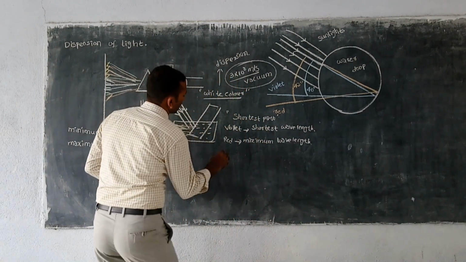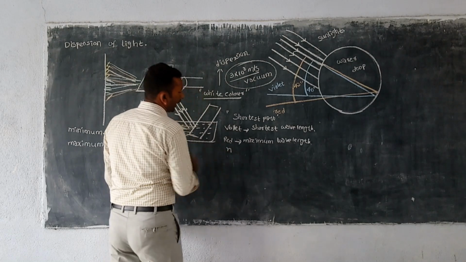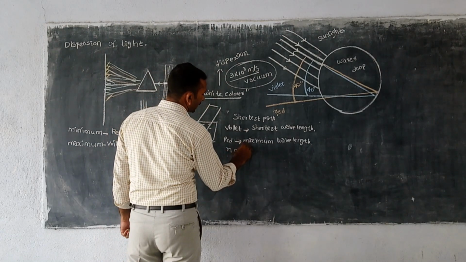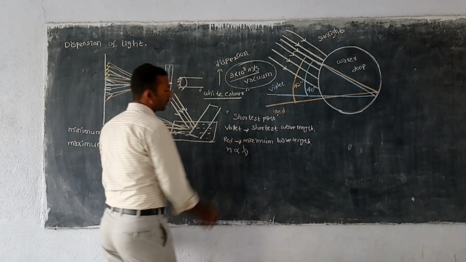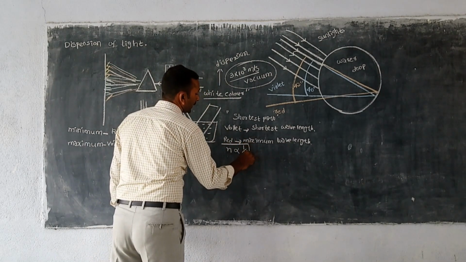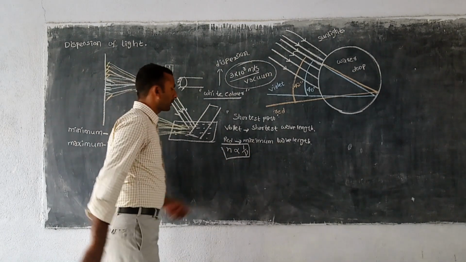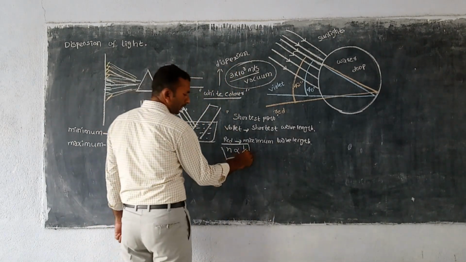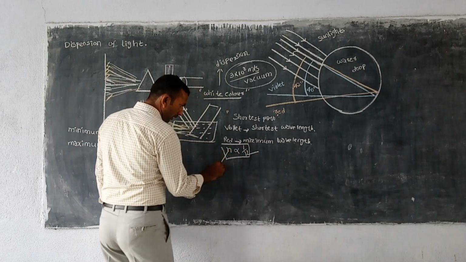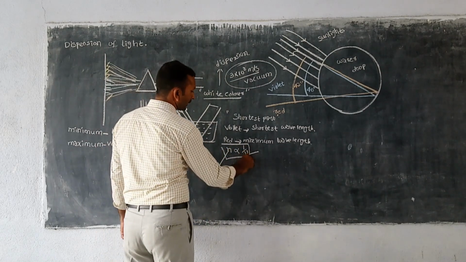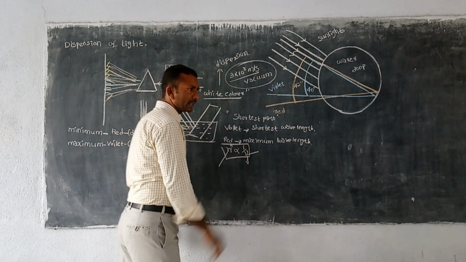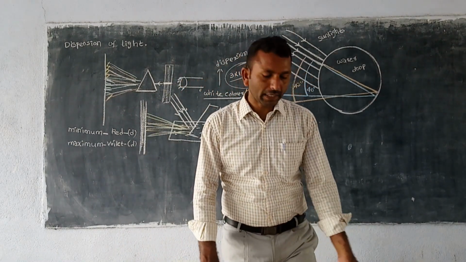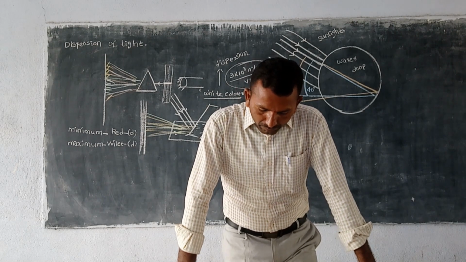It has been experimentally found that refractive index decreases with an increase in wavelength. So what is the refractive index? N always decreases with an increase in wavelength. That means the refractive index of a medium is inversely proportional to the wavelength of the light. That means when wavelength increases, refractive index decreases, and when wavelength decreases, refractive index increases. This is the relationship between the refractive index and wavelength.